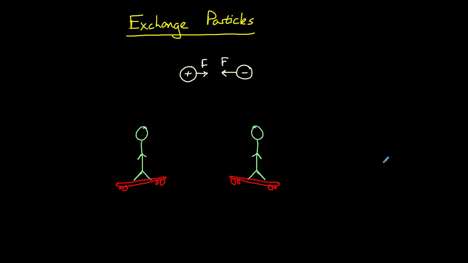What about particles with opposite charges? These are brought together by the exchange of a photon. One way to imagine this is for our two people on skateboards to throw boomerangs at each other, resulting in them moving towards each other.